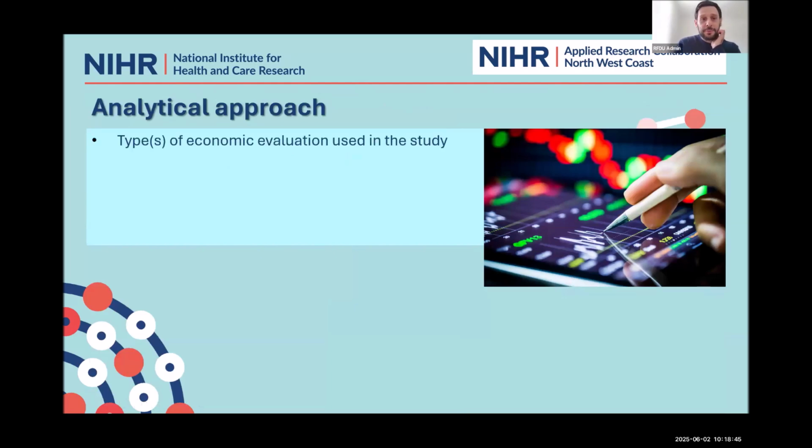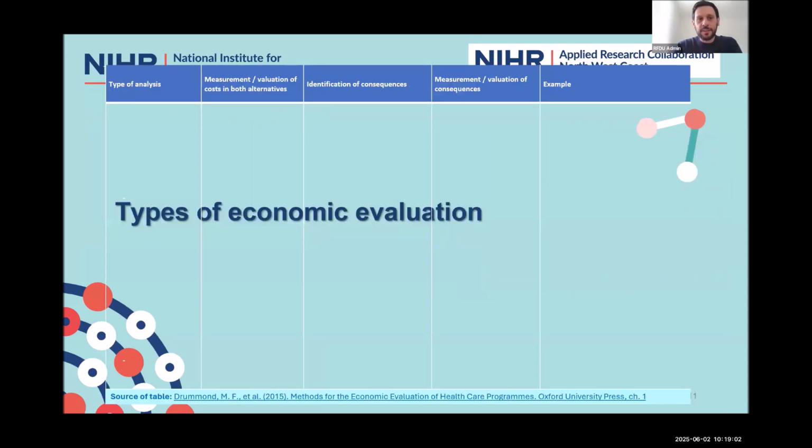So in terms of the analytical approach, we're going to have a look now at the types of economic evaluation that could be used in a study. We are going to look at three components like the sample, the perspective, and the time horizon. And then we are going to focus also on the modeling techniques towards the end of the session.